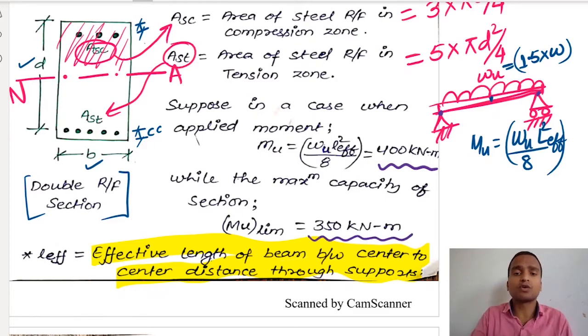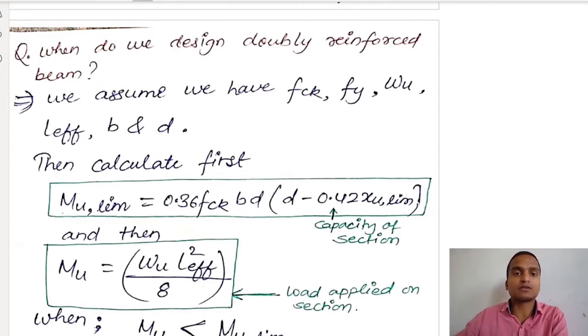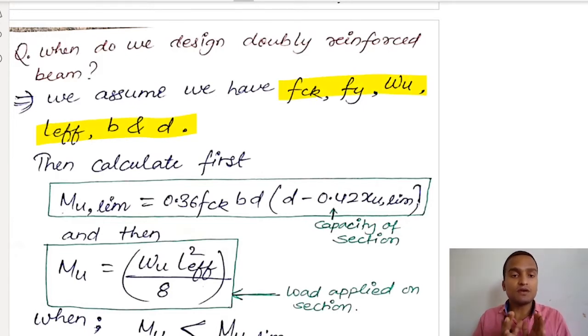Then what do we do? Do we revise the section? No, we make it a doubly reinforced beam. So when do we design a doubly reinforced beam? It should be very clear. Same thing I am going to discuss here also. We assume we have been given all the data: FCK, FY, WU, L effective, B and D. Then first of all, calculate the maximum load carrying capacity of the beam, Mu limiting.